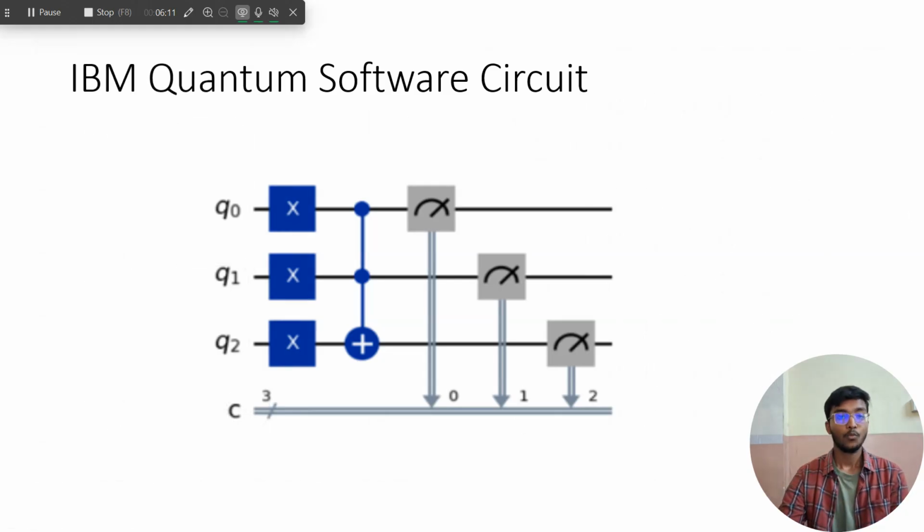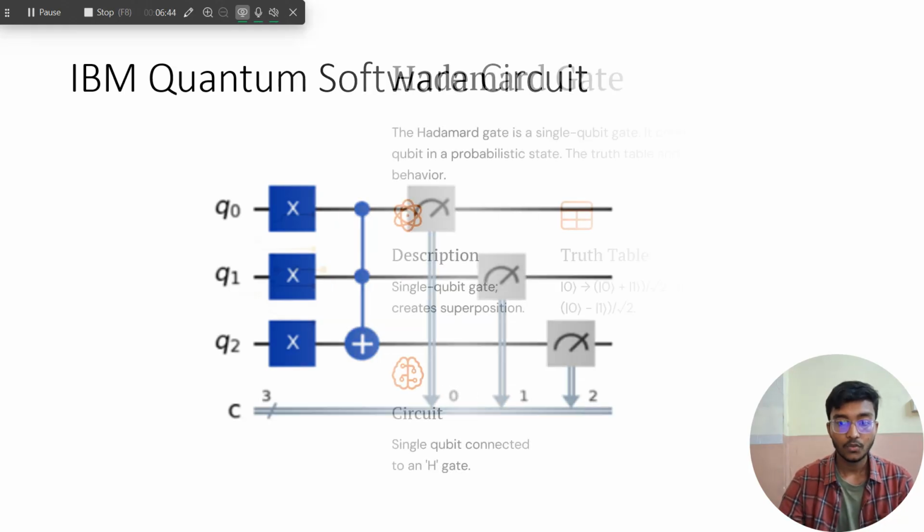Okay, so we now move on to the IBM quantum software circuit of the CCNOT gate. Here we can see 3 qubits, because it's a 3-qubit gate. We can see Q0, Q1 and Q2, and the second one, which is the blue one with 2 dots, is the CCNOT gate. This gate is represented in the IBM Quantum Lab, and we can see the 3 measuring gates right there, in gray color, which denote the measuring of the quantum software circuit. So let's see our next one.